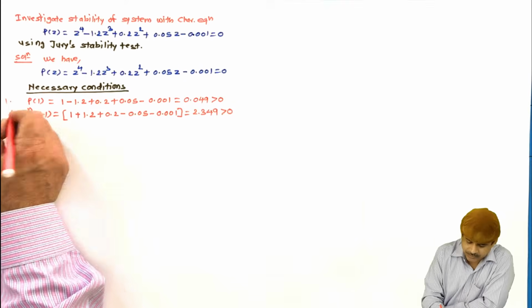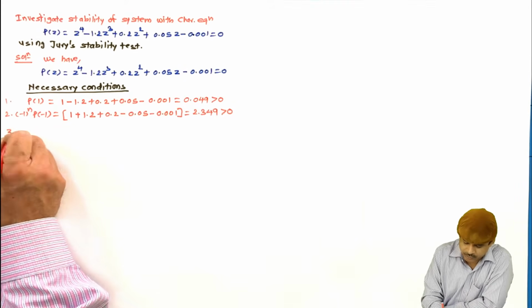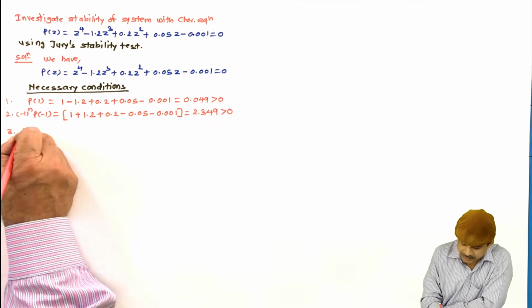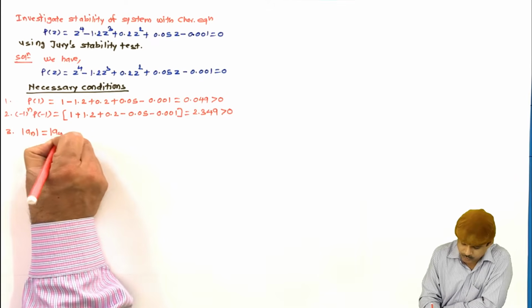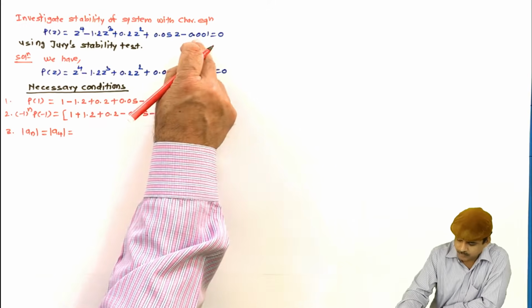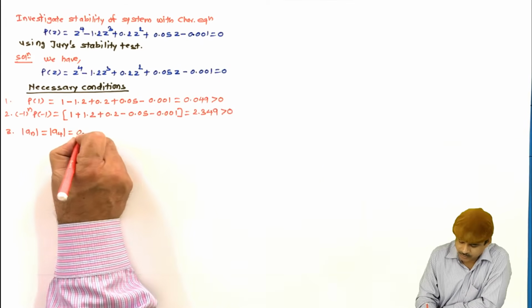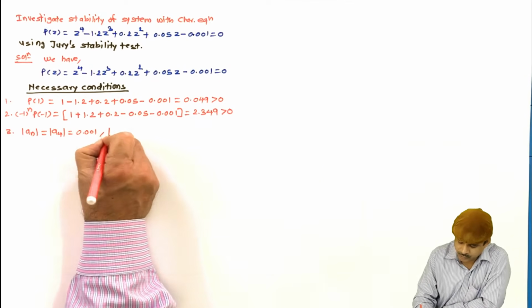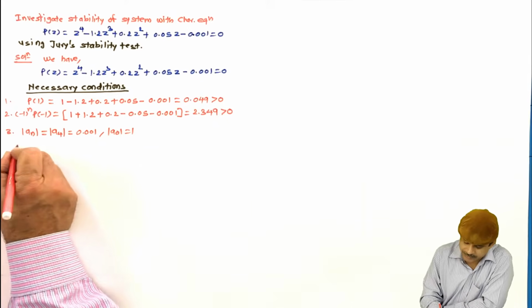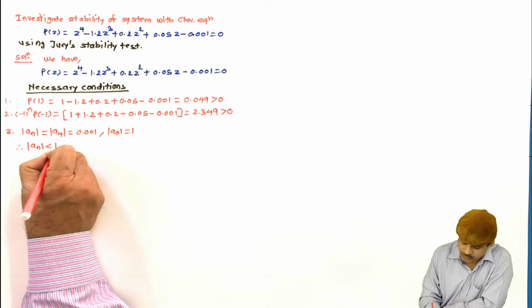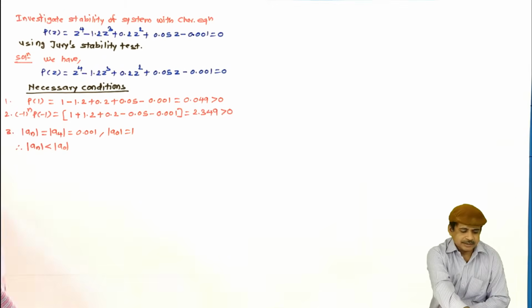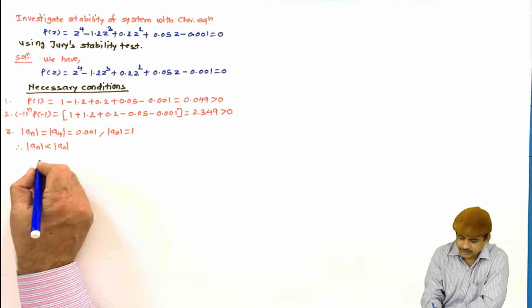So this is condition number 1, condition number 2, and now let us go for condition number 3. In this case, modulus of an is equal to modulus of a4, and that is equal to modulus of minus 0.001, which is 0.001, and modulus of a0 is 1, and that is modulus of an is less than modulus of a0. So all conditions are satisfied. Now let us move to the Jury's table.